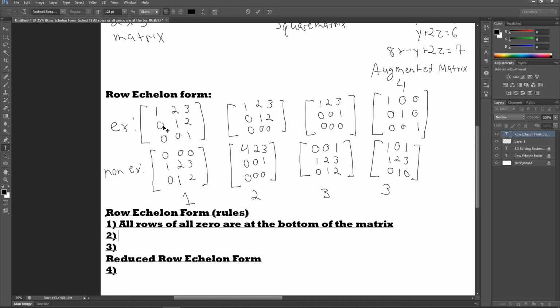For row 2 our first non-zero entry is a 1. For row 3 our first non-zero entry is a 1. So the first non-zero entry of each row must be a 1. We call this the leading 1.